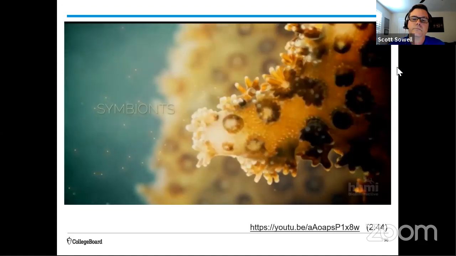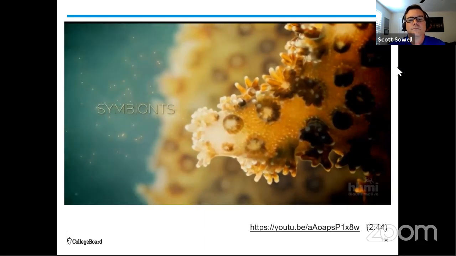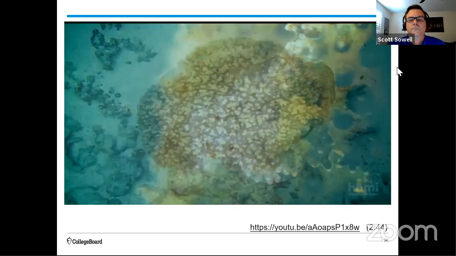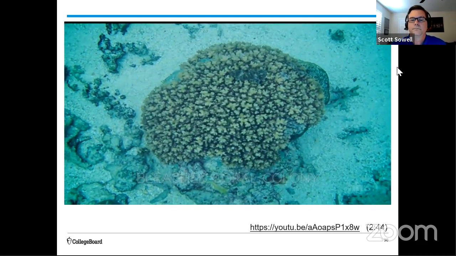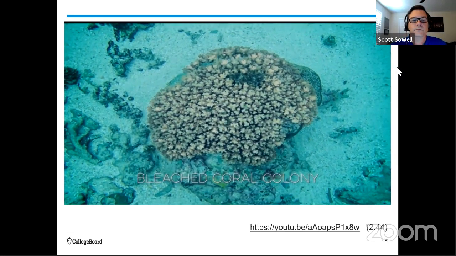When water temperatures get too warm, coral species may respond by expelling their symbiotic algae in a process called bleaching. Repeated or prolonged bleaching can lead to the death of entire coral colonies.